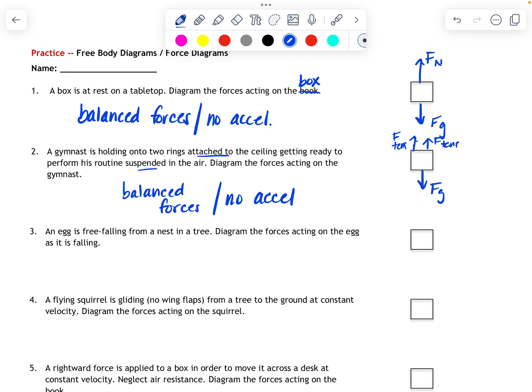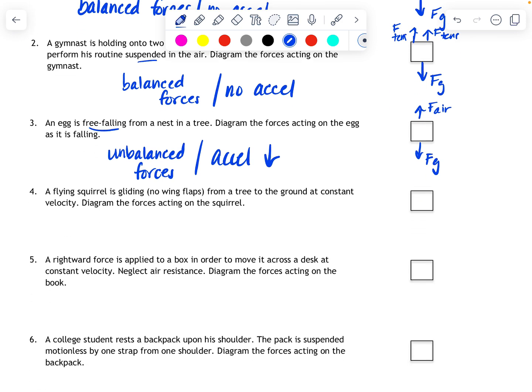Okay, next one. An egg is free falling from a nest in a tree. Diagram the forces acting on the egg as it is falling. So again, gravity. But now we've got air resistance working against it because it's in the air, moving that way. So this one, it says free falling. So we have unbalanced forces because it's accelerating. And it's accelerating that direction.